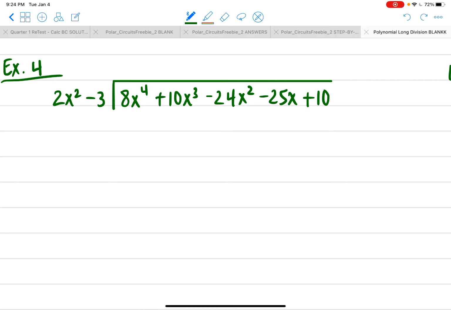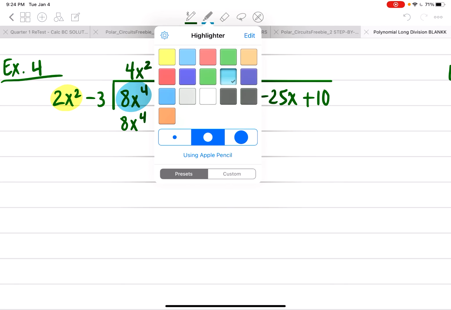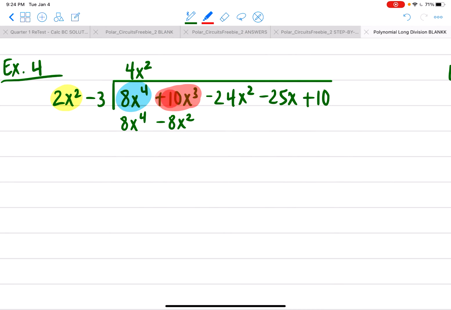All right. So what do we need to multiply 2x squared by to give us 8x to the 4th? That's going to be 4x squared is what I'm going to need to multiply by. So when I multiply, I get 8x to the 4th minus 8x squared. Now, here is the problem. Y'all don't pay attention. Okay, look at this. The red and the red.